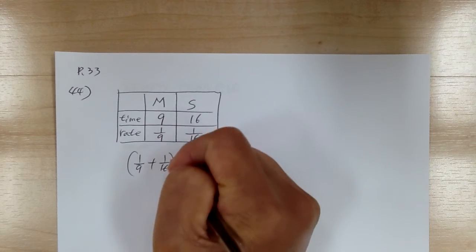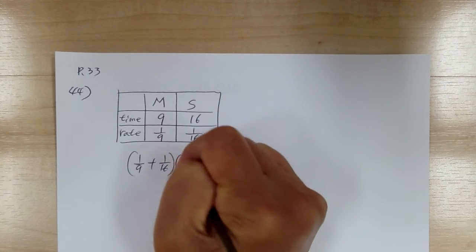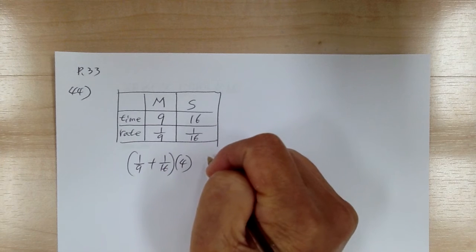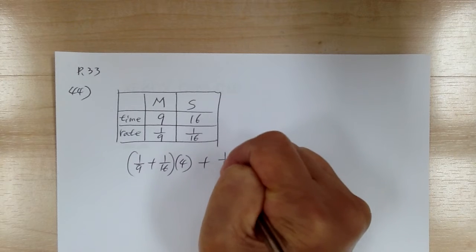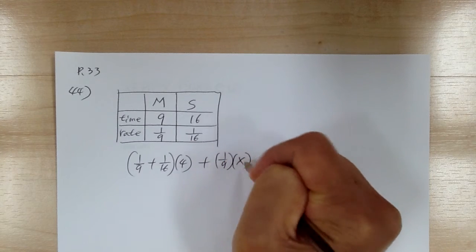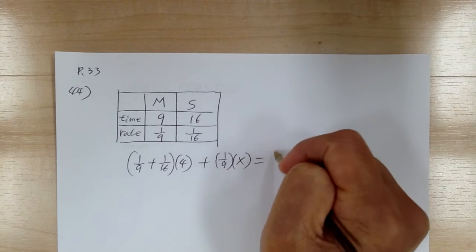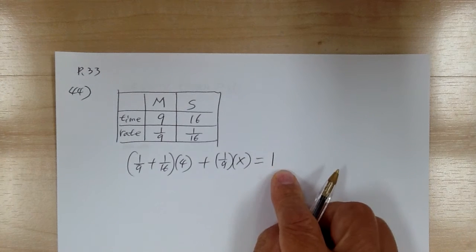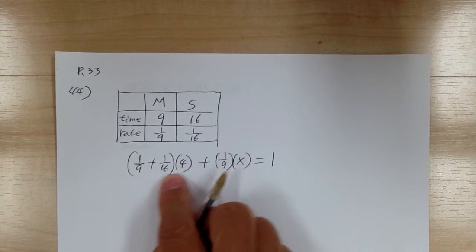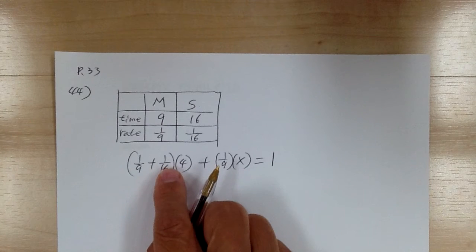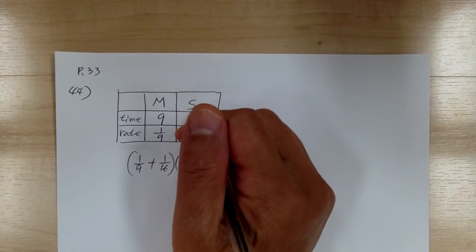So they're working together up to 4 days. So they work for 4 days. After that, the son leaves and the father finishes the job alone. So it'll be 1/9 times x number of days, and this will finish one job. Again, 1 means 100% of the job. So let's go and simplify this.